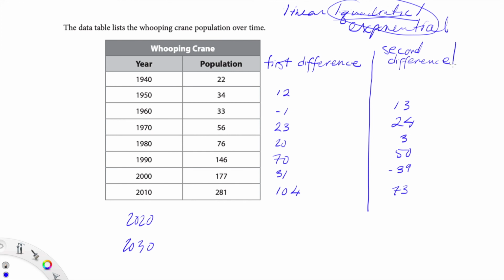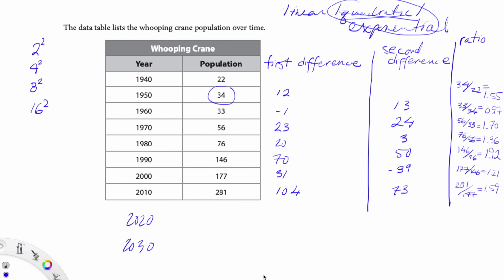So we think it's probably going to be exponential. The test for figuring out if it's exponential is to figure out the ratio. If you remember, exponential patterns always go like 2, 4, 8, 16, so it's always going up by some power. Is that happening here? To figure that out, we take the ratio instead of the second difference. So let's figure out the ratio: 34 over 22, and then here 33 over 34.